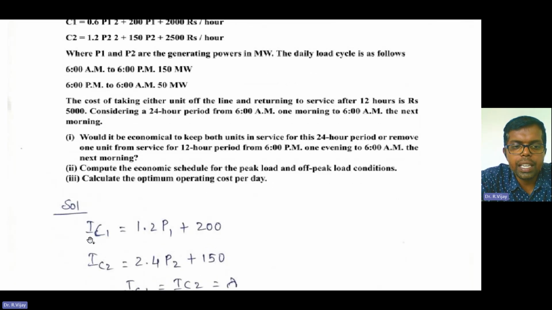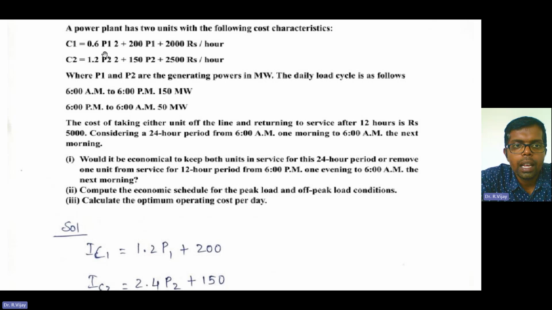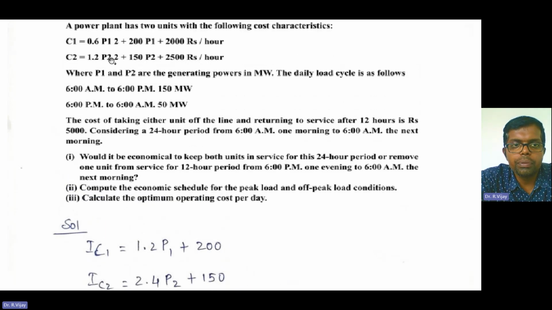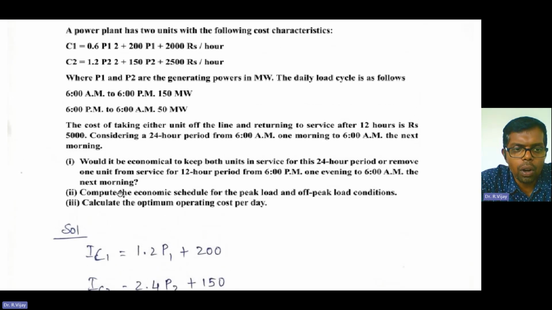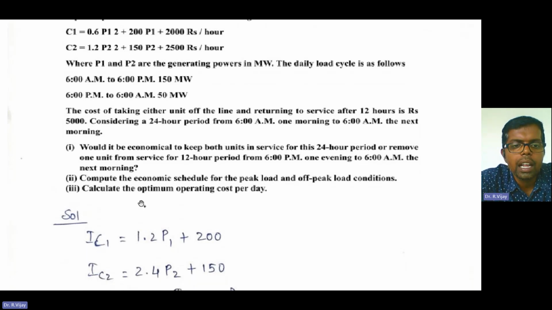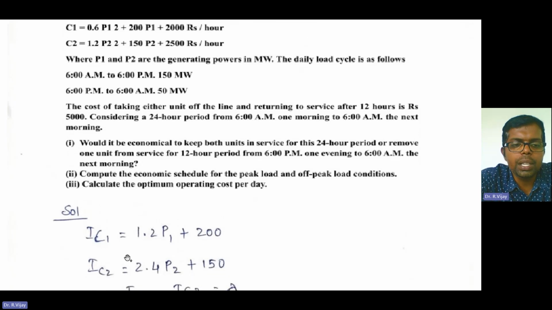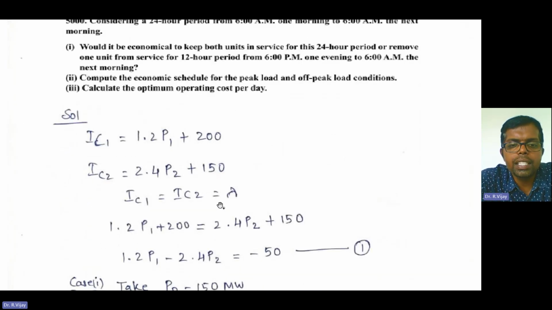If you differentiate, it is IC1. So IC1 is equal to 0.6 into 2, that is 1.2 P1 plus 200. Next, IC2 is equal to, while differentiating, you will get 2.4 P2 plus 150. I have taken IC1 and IC2; in the different notation we used in the previous problem, dC1 by dP1 and dC2 by dP2 can also be taken. For simplifying, I've taken IC1 and IC2. That's all. So IC1 and IC2 are equal to lambda.